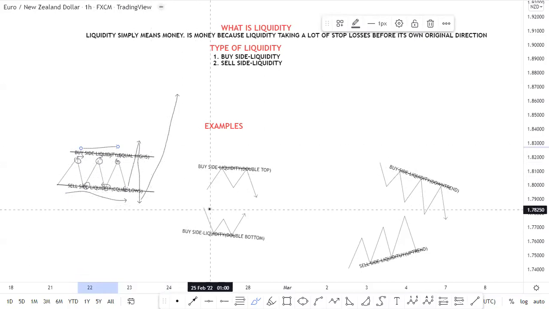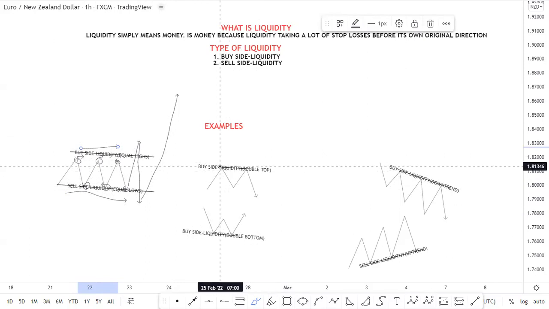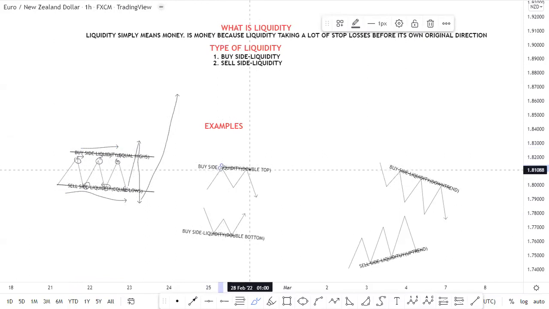And then we have buy side liquidity, which is a double top, right? So this double top here, people are selling here.